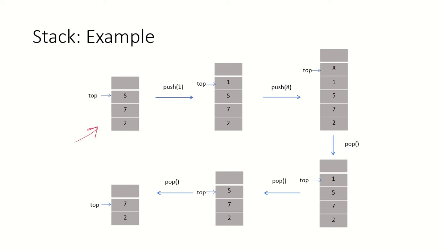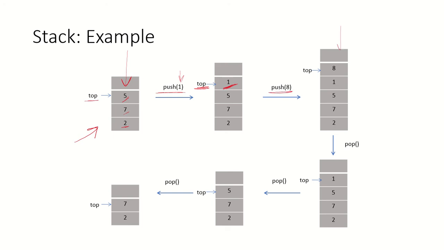Currently this is the status of the stack. There are 3 elements. 2 is at the bottom of the stack, then 7, and then 5 is at the top of the stack. So the top variable is pointing to the topmost element of the stack. If we want to insert a new element in the stack, that will be a push operation. Suppose we want to push an integer 1 into the stack. When 1 is pushed, it will always be pushed from the top. So top will now point to the topmost element, which is integer 1.